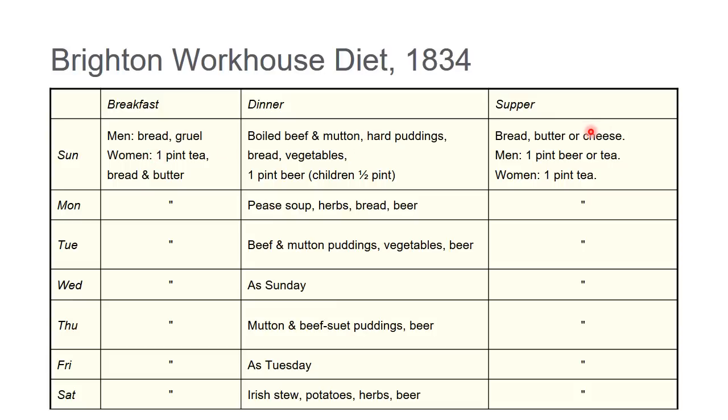In the evening, supper rather similar, although the men got a pint of beer or tea to drink, and the women a pint of tea. And the midday dinner, boiled beef, mutton, puddings, bread, vegetables, a pint of beer. Even the children got a ration of beer. Peas, soup, herbs, bread and beer, beef and mutton, puddings again, vegetables and beer, and so on. And Saturday, Irish stew, potatoes and beer for dinner. So quite a decent dinner to have to finish the week off.